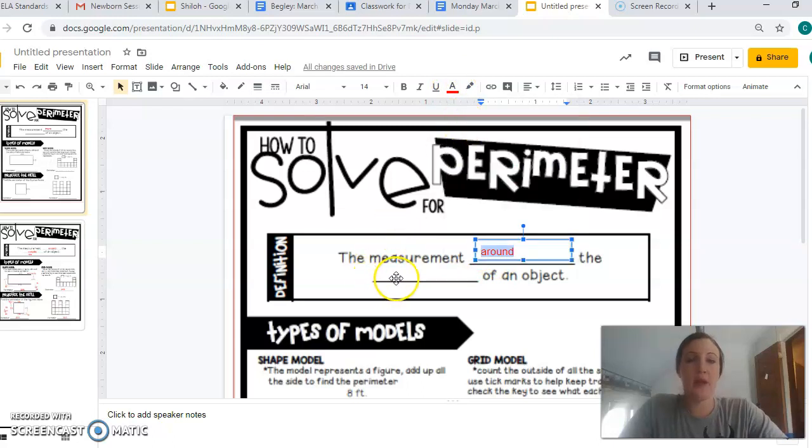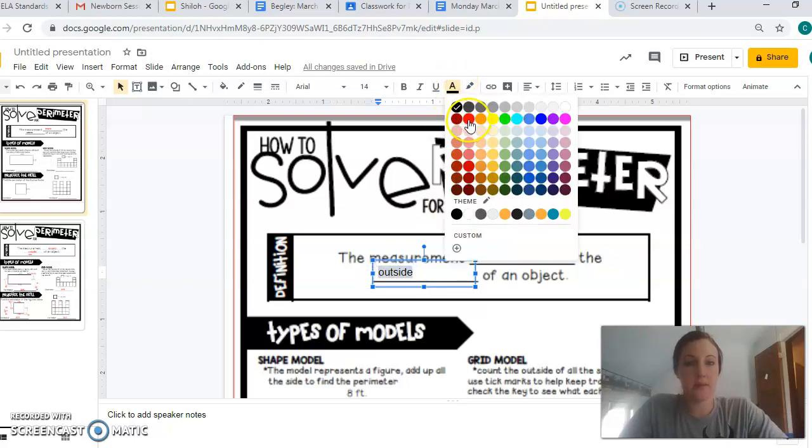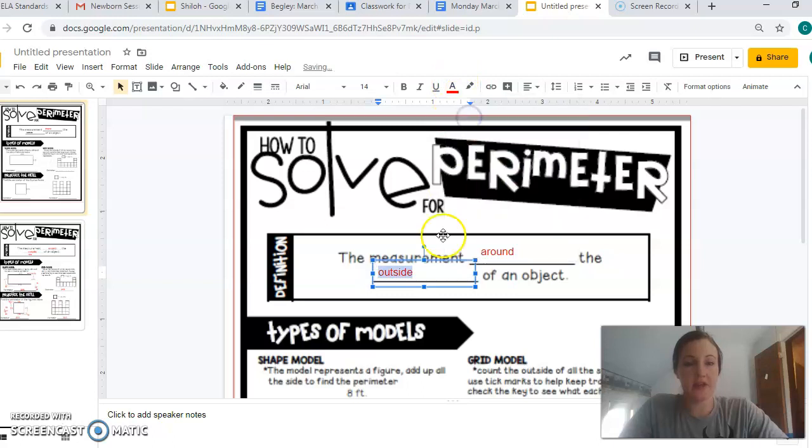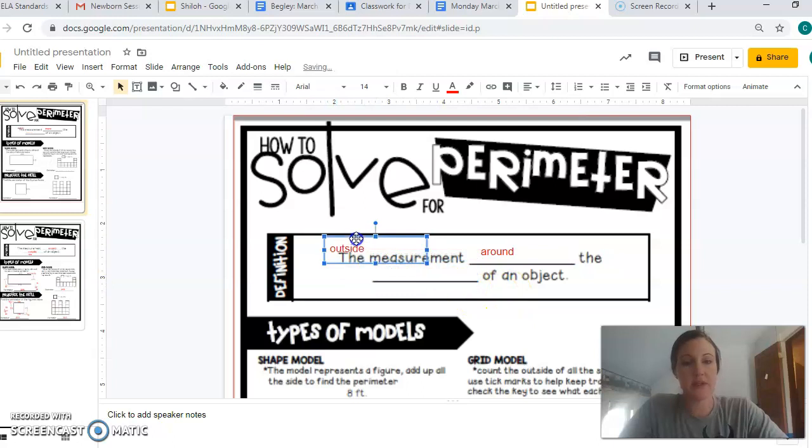Okay, so perimeter is a measurement around the outside of an object. Again, highlight it, change the color to red. Good to go. If I accidentally move the text box, oops, just click it, move it back. Okay, good to go.